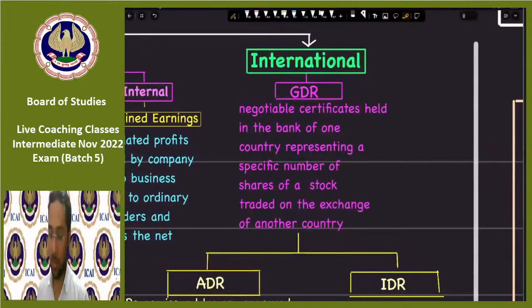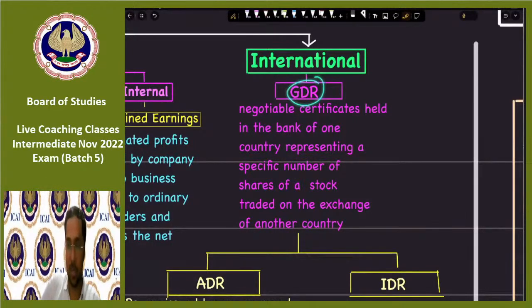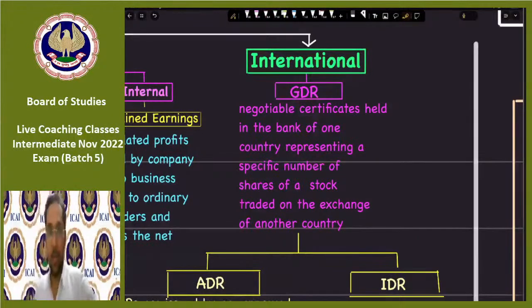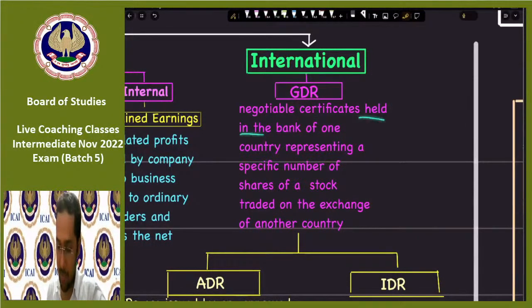Okay, coming to the international sources, GDR or Global Depository Receipt. International sources are basically GDR or Global Depository Receipt. These are the negotiable certificates held in the bank of one country representing a specific number of shares of a stock traded on an exchange of another country.